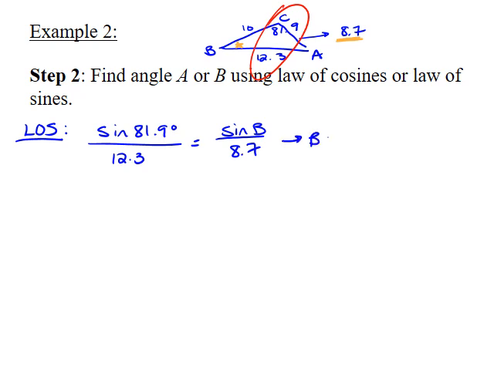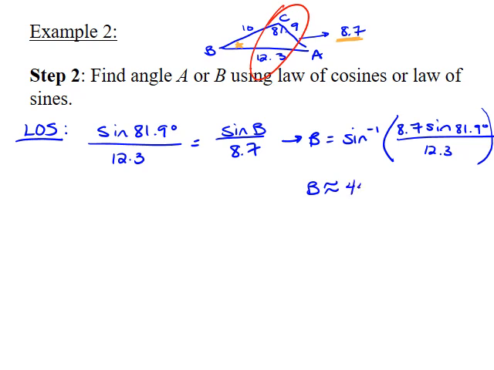So B is equal to sine inverse of 8.7 sine of 81.9 degrees divided by 12.3. Plugging this into my calculator, I find that B is approximately 44.5 degrees. Okay, so again, if you use the law of sines, find the smaller angle first.